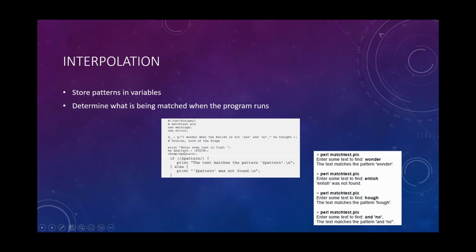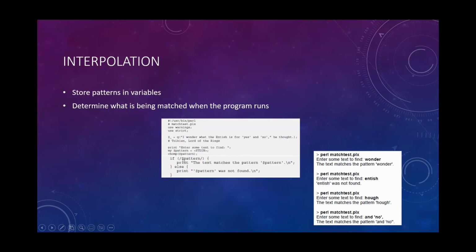What this is going to do is take a line of text that the user input, get rid of the newline character at the end. That's what that chomp is going to do. And then we're going to test it. So here, for example, if the user put in, enter some text to find, wonder, and then we say, I wonder what the intish is for yes and no, he thought.